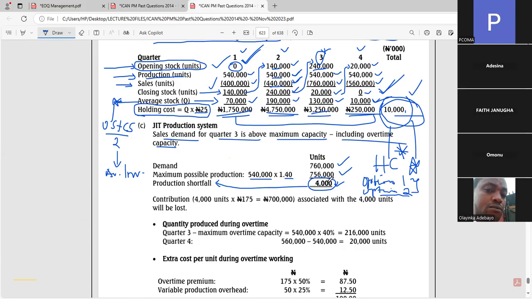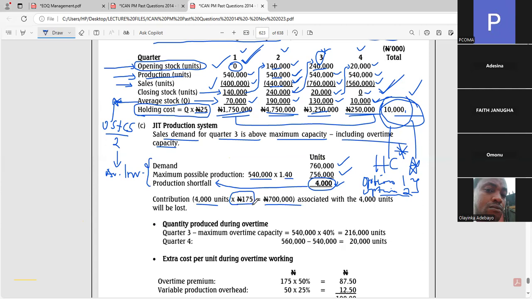So for this 4,000 that we cannot supply, it means that we are losing money for not supplying it. Does that make sense now? So this is the reason why we are saying that we are working overtime. Since we are losing 4,000, this is the 4,000 times our contribution, because you are losing your contribution. 175, that gives us 700,000.